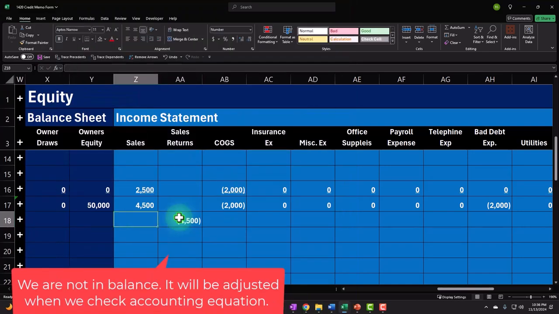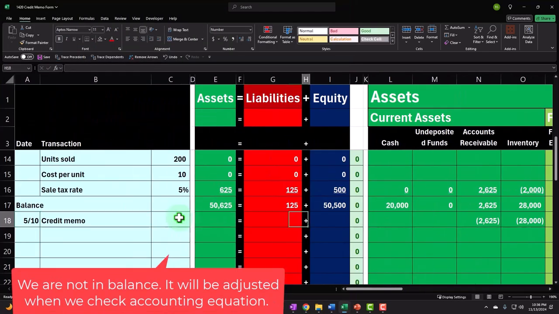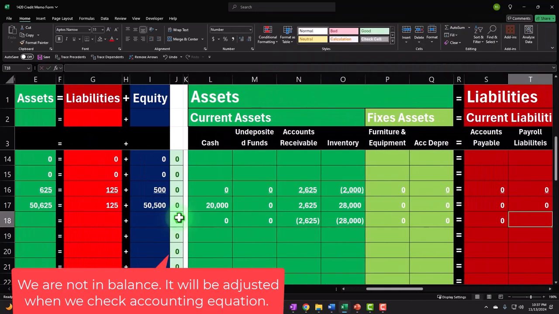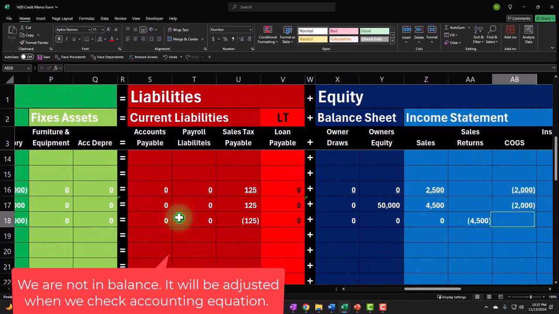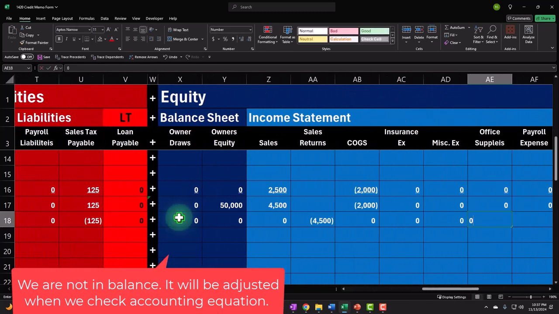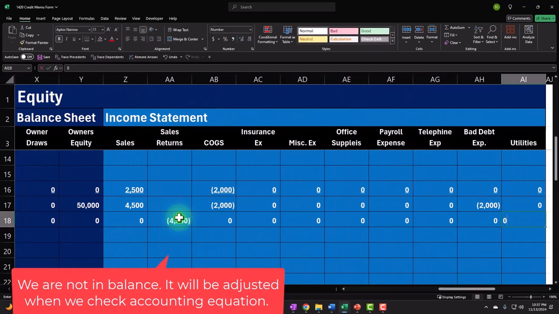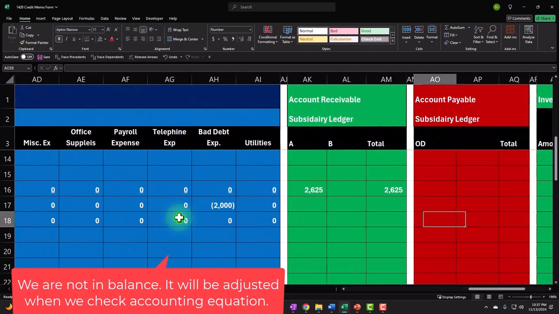All right, let's put the zeros across the board. Zeros across the board. And so there we have it. And then we have to take it out of the subledger.